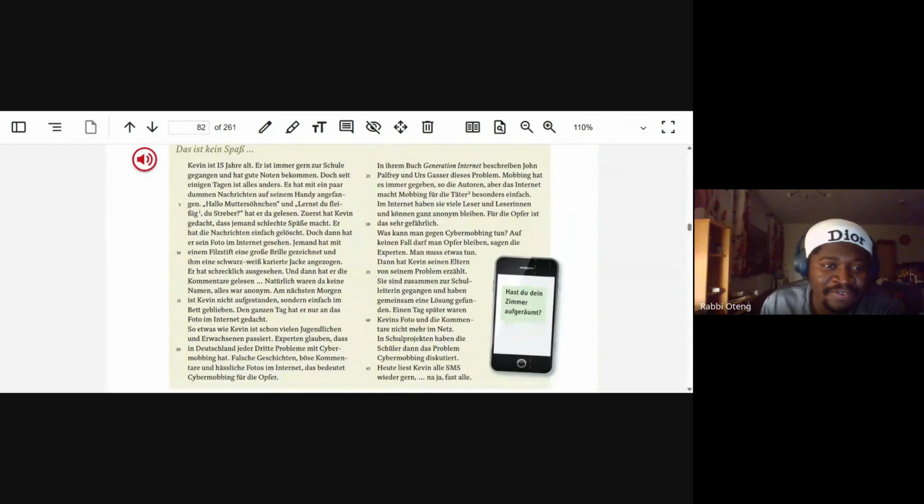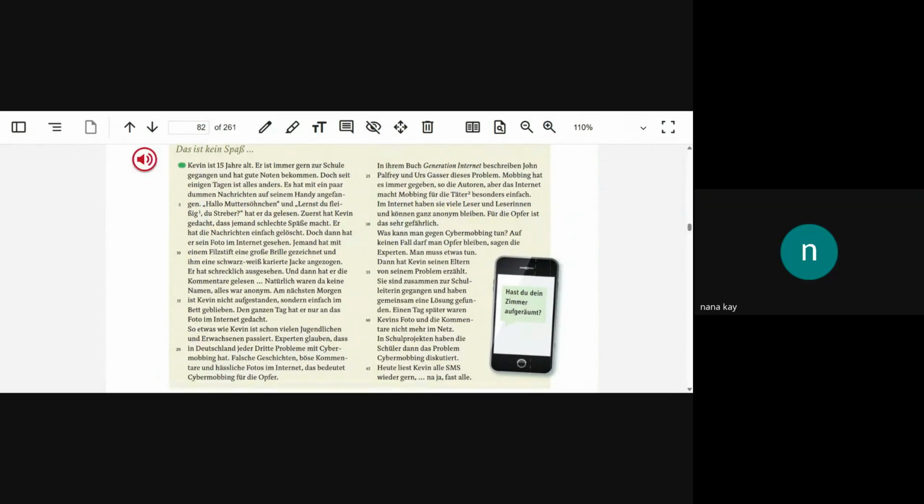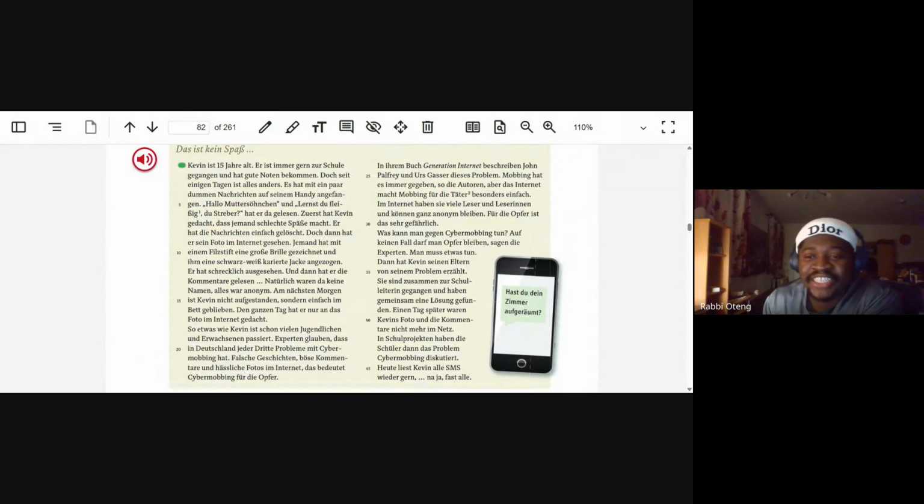Let's start from the first sentence. Fleißig is diligent, hardworking. So Kevin ist 15 Jahre alt. Er ist immer gern zur Schule gegangen, which means he liked going to school. So we are talking about the past.